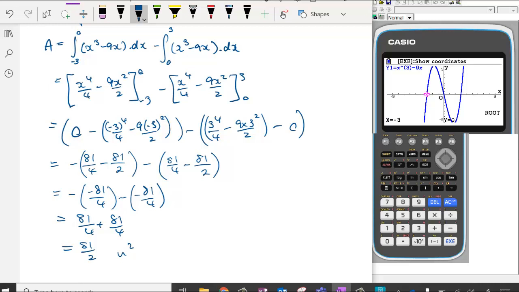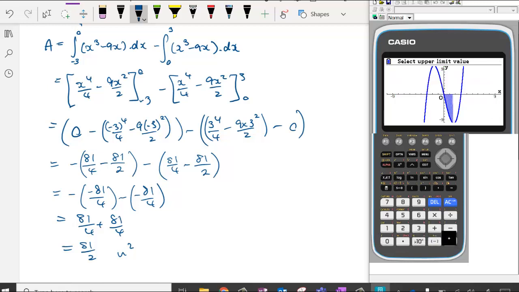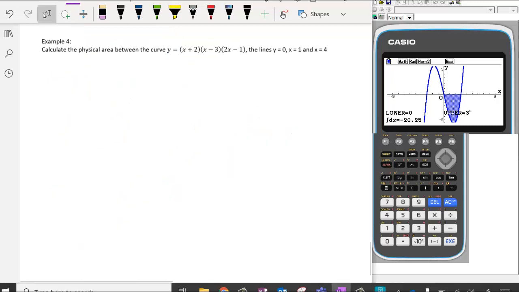Now, really it ends up being 2 times this area, so if we go gsolve, find the integral between 0 and 3, we end up with -20.25, which is 81 on 4. Obviously, that represents the second bracket, and when we have two of those put together, we end up with our 81 on 2.